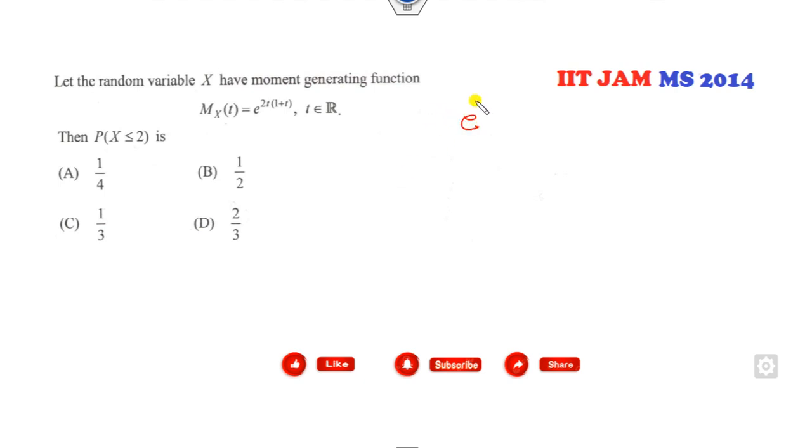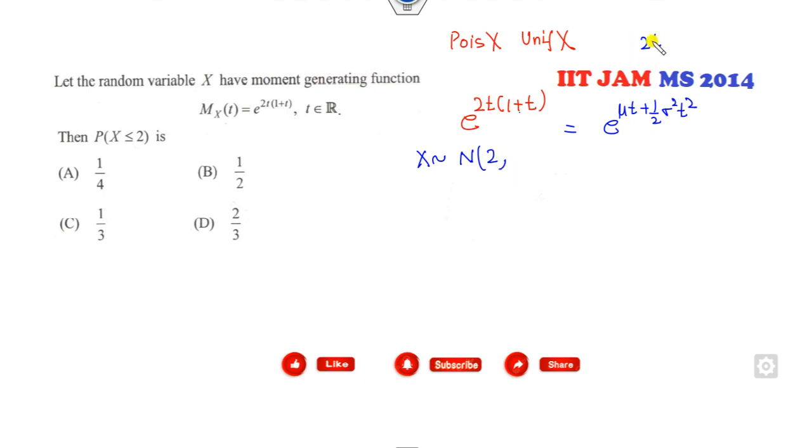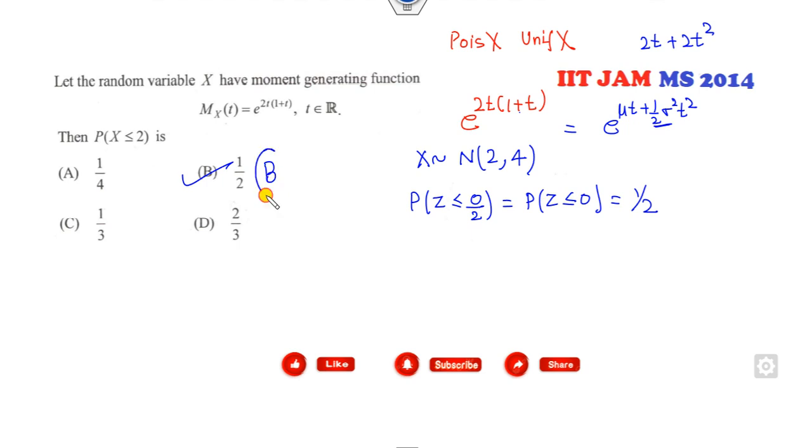Okay, again the moment generating function is given here. Again it is not a Poisson distribution, it is not a uniform distribution. So it is only, you can see, if I compare this here, it means it is my normal distribution. So what is that? Mean is my 2. If I open them, it will be my 2 of t square. So if I compare them, sigma square will be my 4. Now I can convert into the Z. It will be 0 divided by 2. So what is the right answer of this? It is my half. So B is my right answer.